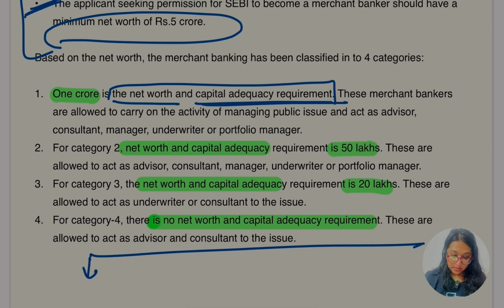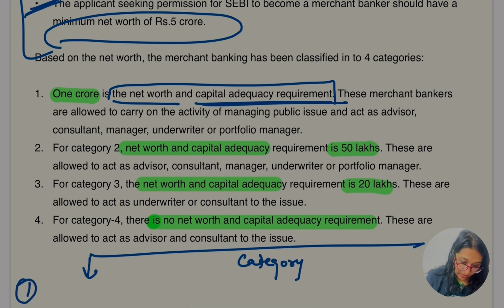As I told you, merchant banking is divided into 4 categories. Let me write it here. For the first category, they need 1 crore rupees. What is that? The net worth, and the capital adequacy.